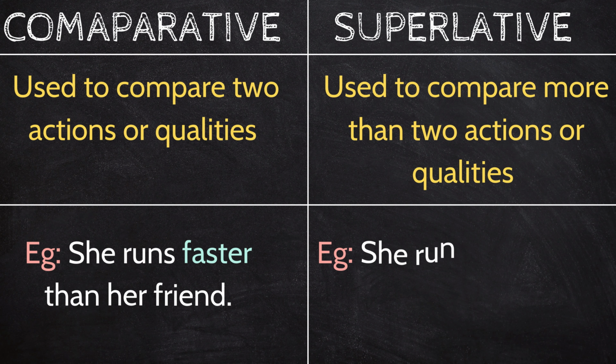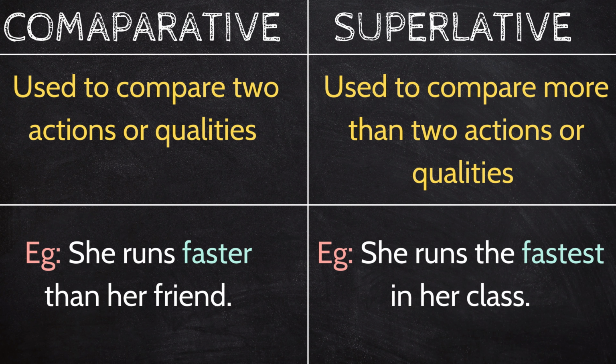Adverbs, comparative and superlative. Comparative adverbs are used to compare two qualities or actions, and superlative adverbs are used to compare more than two actions or qualities. For example, let's see an example of a comparative adverb. The example is: she runs faster than her friend. Here, the comparison is between the girl and her friend, between two people, that's why it is comparative. In the second one, the comparison is between the whole class. That's why we use the superlative adverb, which is fastest. Superlative adverb fastest, comparative adverb faster.